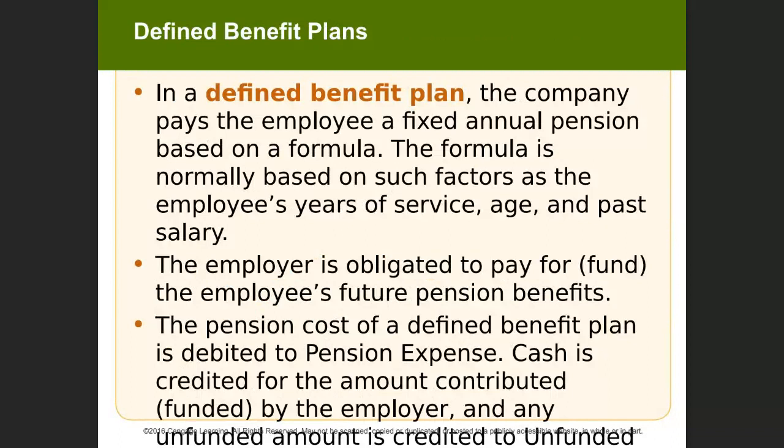In a defined benefit plan, the company pays the employee a fixed annual pension based on a formula. The formula is normally based on such factors as the employee's years of service, age, and past salary. The employer is obligated to fund the employee's future pension benefits, and the pension cost of a defined benefit plan is debited to pension expense. Cash is credited for the amount contributed or funded by the employer, and any unfunded amount is credited to unfunded pension liability.